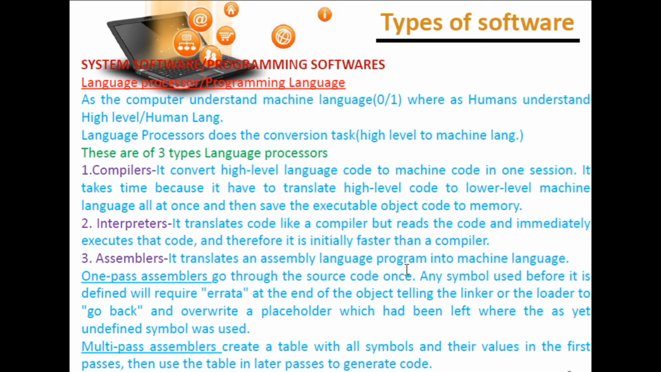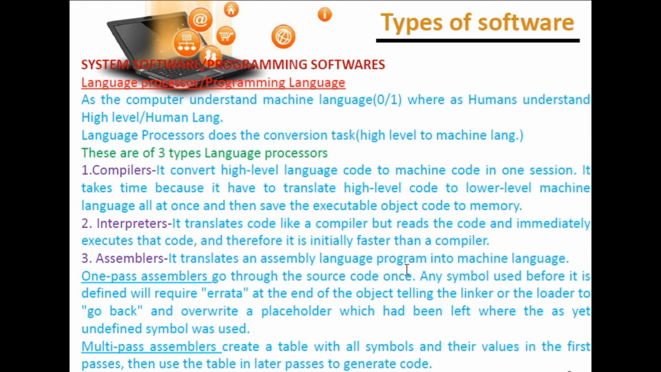There are 3 types of language processors: first is the compiler, second is the interpreter, third is the assembler. The compiler converts high-level language code to machine-level language in one session, meaning one time. It takes time because it has to translate high-level code to machine-level language all at once, and save the executable object in memory.